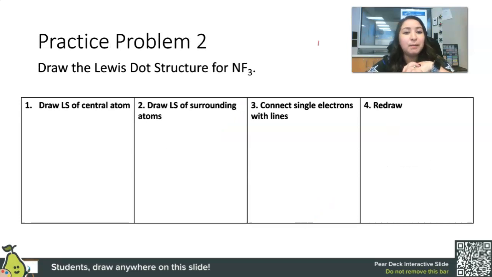All right, practice problem number 2. Now I want you to draw the Lewis dot structure for NH3. For step number 1, go ahead and fill it in. I want you to draw the Lewis structure of the central atom. So pick between N and H. Which one goes in the middle? Is it N or is it H? Go ahead and pause and answer the question.